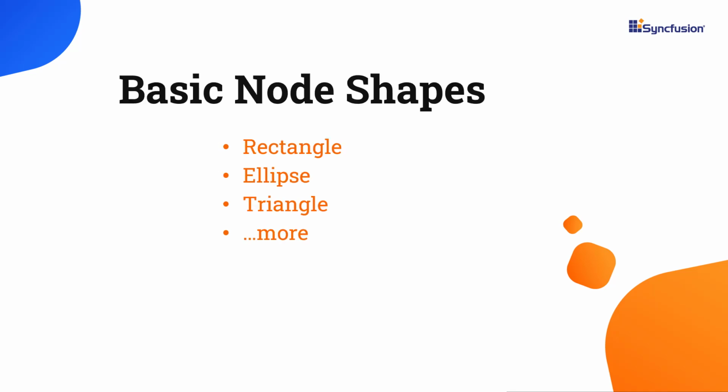First, let me show you the different shapes available in the basic node type. We have rectangle, ellipse, triangle, and many more. For details on all supported shapes, please refer to the documentation page linked in the video description. These shapes are used to represent geometrical information visually. The default shape is rectangle. Let me customize the shape type to ellipse.